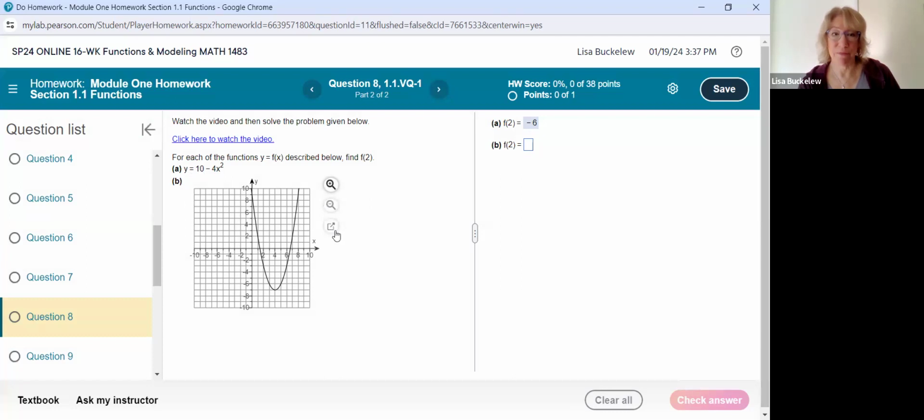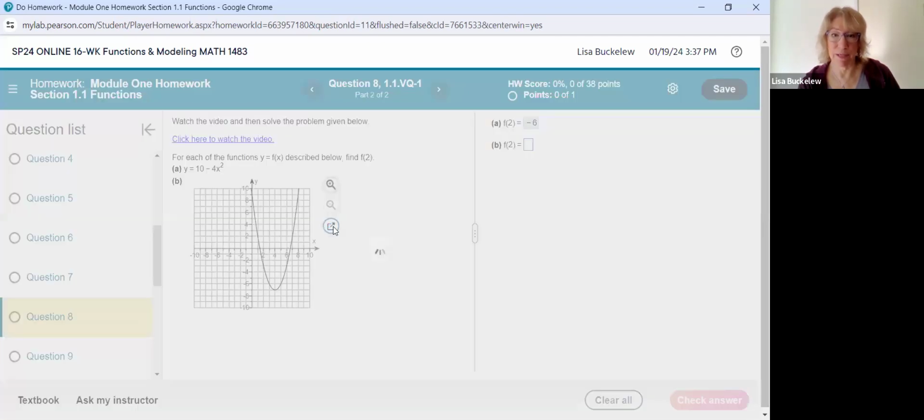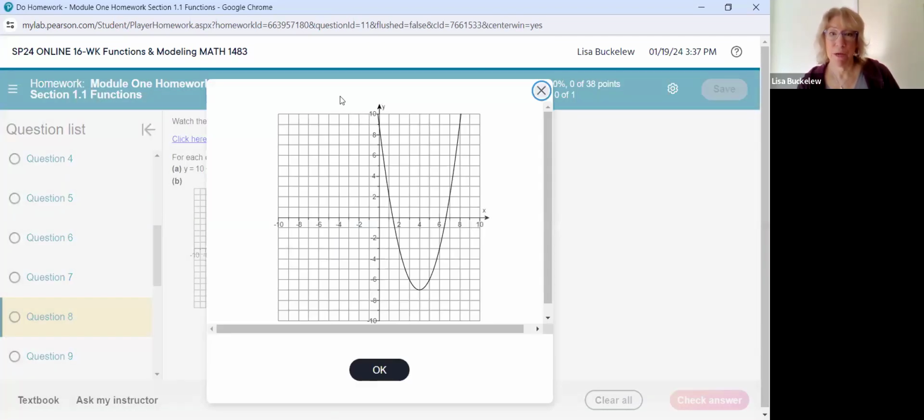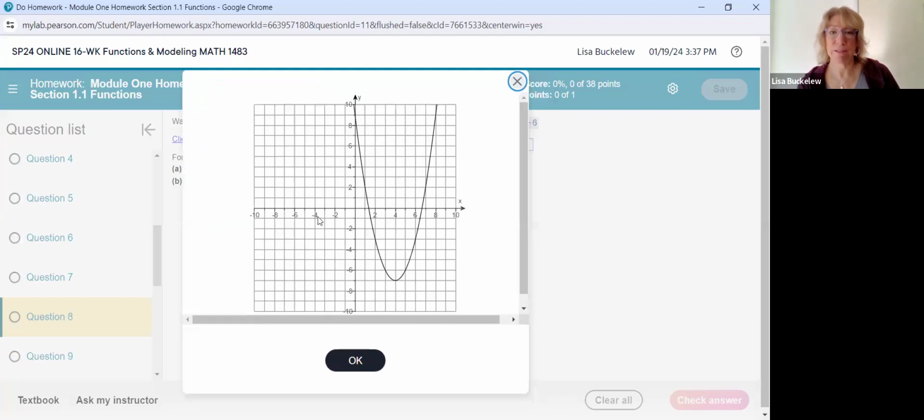They've given us the graph of a function. I'm going to break that out to where we can see it a bit better. All right, so here's our function, and it's still asking us to find f of 2. So remember, they're asking us, what is the number that is paired with the x value of 2?